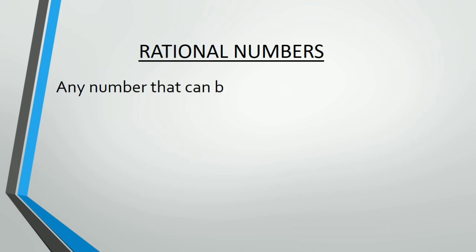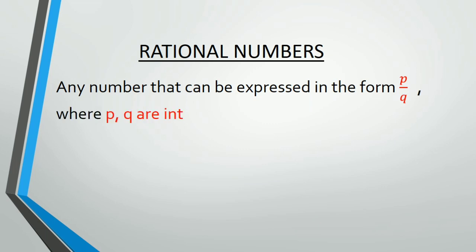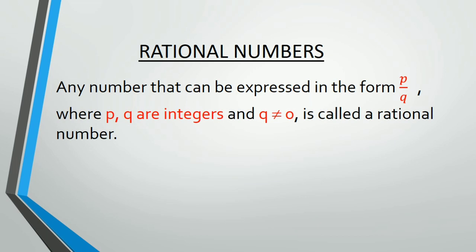Any number that can be expressed in the form p by q, where p and q are integers and q not equal to 0, is called a rational number. So it's very clear, all the rational numbers can be expressed in the form p by q. p and q are integers. q must not be equal to 0. If q is equal to 0, the division is not possible. We all know that division by 0 is not defined.